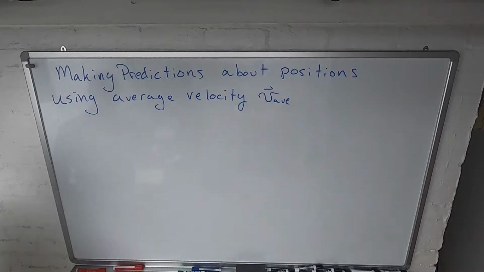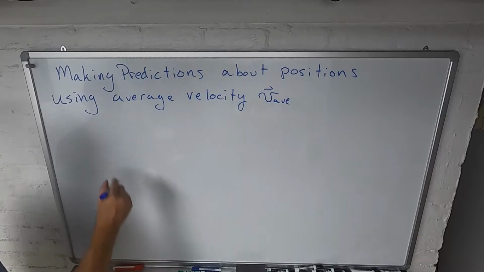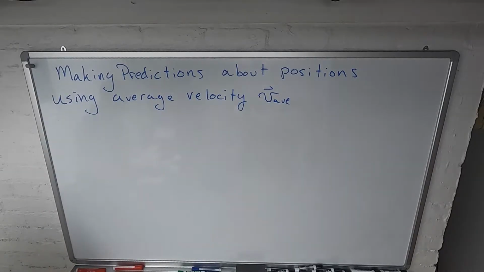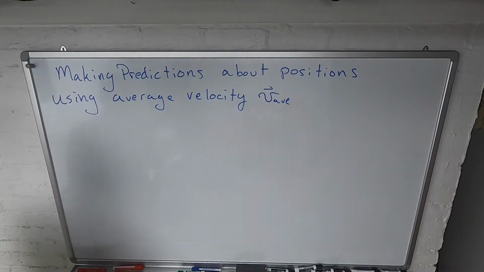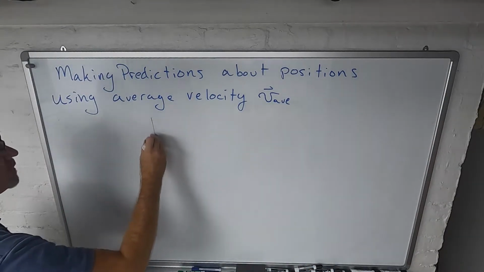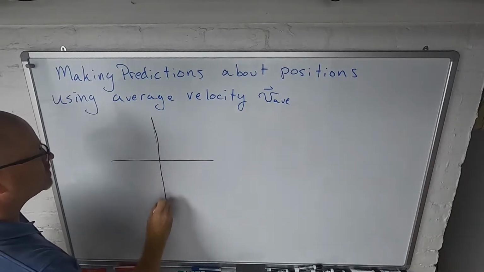Okay, in this lecture we're going to talk about making predictions about positions using average velocity. So let's define the average velocity. The average velocity is a vector. We're going to construct the average velocity by looking at the change in position in a given time.